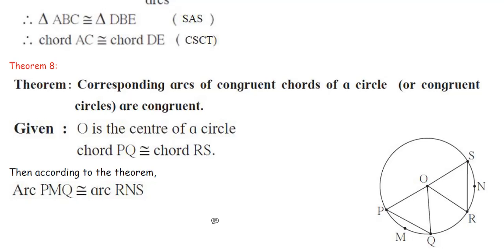We have another theorem but इसका हमें proof नहीं जानना. This theorem is just the reverse of what we studied. It says corresponding arcs of congruent chords of a circle are congruent. Try to understand, this is just the converse या reverse of what we studied. पहले हमें कहा गया था कि आर्क्स सेम हैं तो chords इक्वल होंगे. यहाँ पे हमें बोला है कि chords सेम हैं, hence we can say that the arcs will also be equal.